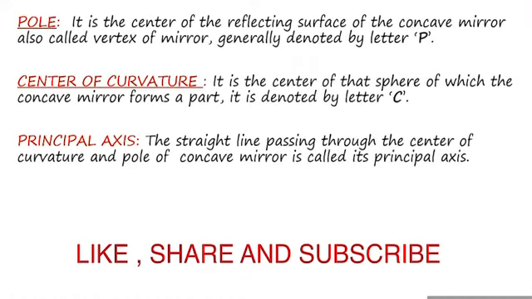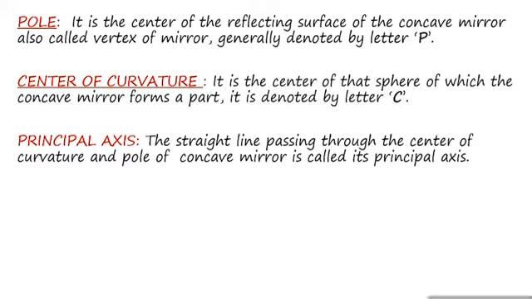Now some terms related to the concave mirror. So pole, what is pole? Pole is the center of the reflecting surface of the concave mirror, and it is also called the vertex of the mirror. It is generally denoted by capital P. After that, center of curvature. It is the center of that spherical glass ball, or sphere, of which the concave mirror is a part. It is denoted by capital C.